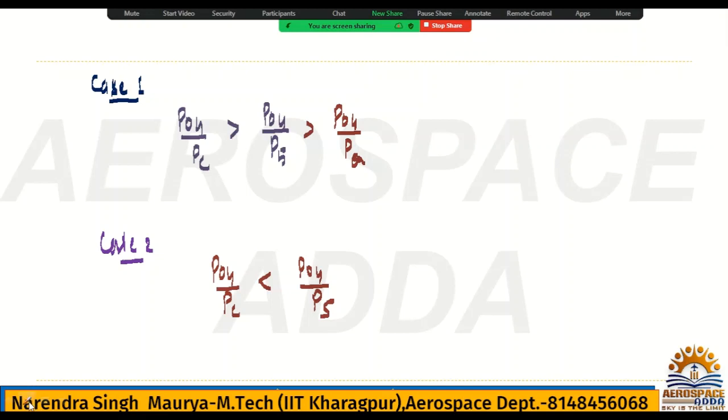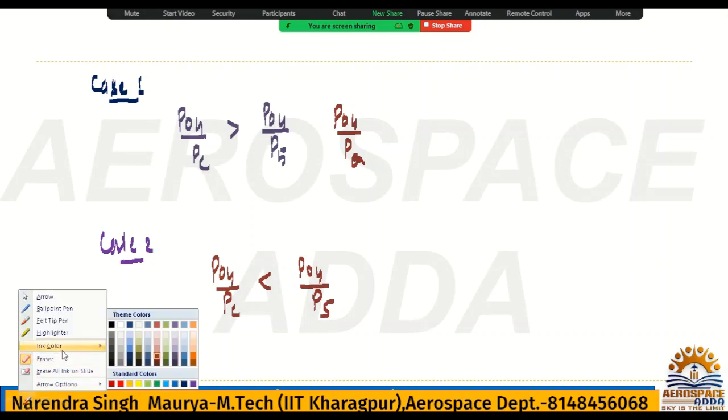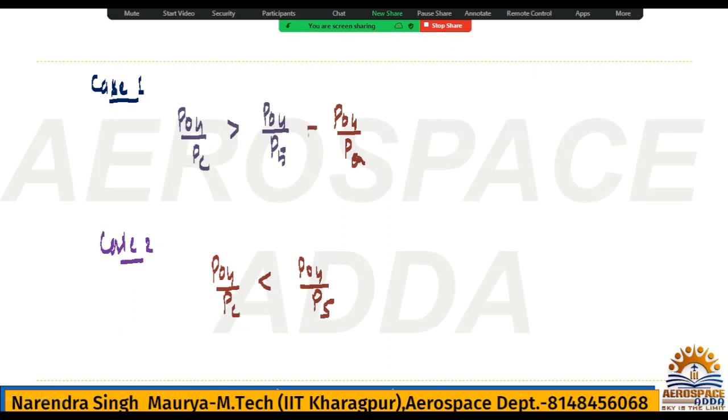I think if I give this symbol, then there will be a problem. Better you remove it, and this is the equal value. Okay, this is the equal. Now there should not be confusion, because P5 is PA. So if P naught 4 by PC is less than P naught 4 by P5, what is P5? It is again atmospheric.